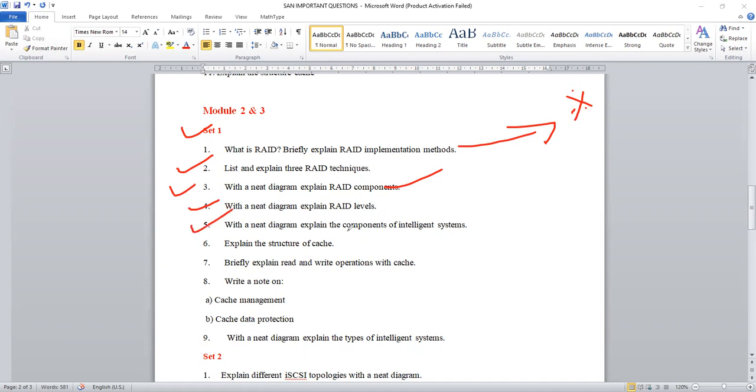And see intelligent systems and structure of cache. So cache management, cache data protection, all those things are very, very important. Kindly don't leave these questions. So filter out the important components.